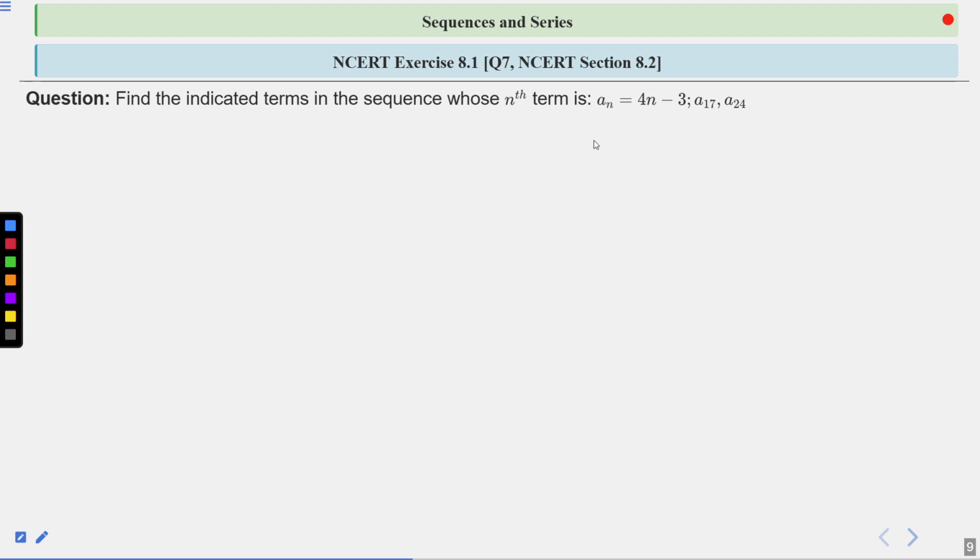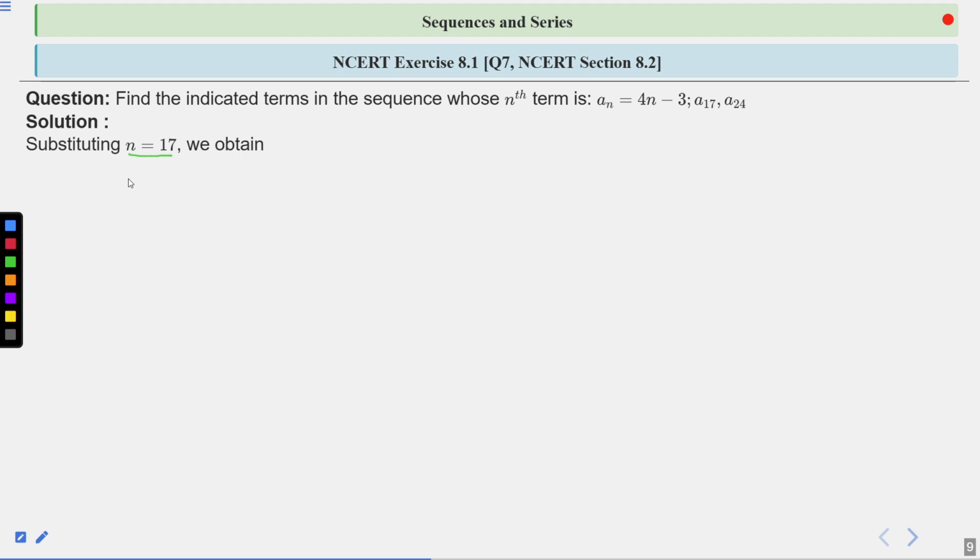In this, we have to find the nth term, as we are given the nth position rule. So the nth term is simply given by 4n minus 3. Find these given terms, A17 and A24. Solution.